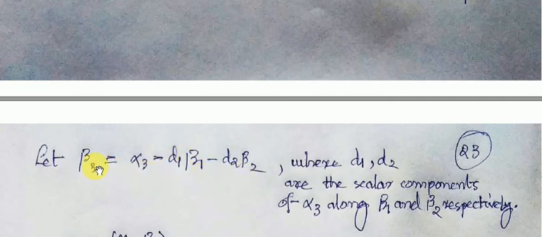We are writing the beta 3 vector equal to alpha 3 minus d1 into the beta 1 vector minus d2 into the beta 2 vector. Of course d1 and d2 are the scalar components of this alpha 3 vector along beta 1 and beta 2 respectively. That means d1 is the scalar component of alpha 3 along the vector beta 1, and d2 is the scalar component of alpha 3 along the vector beta 2.